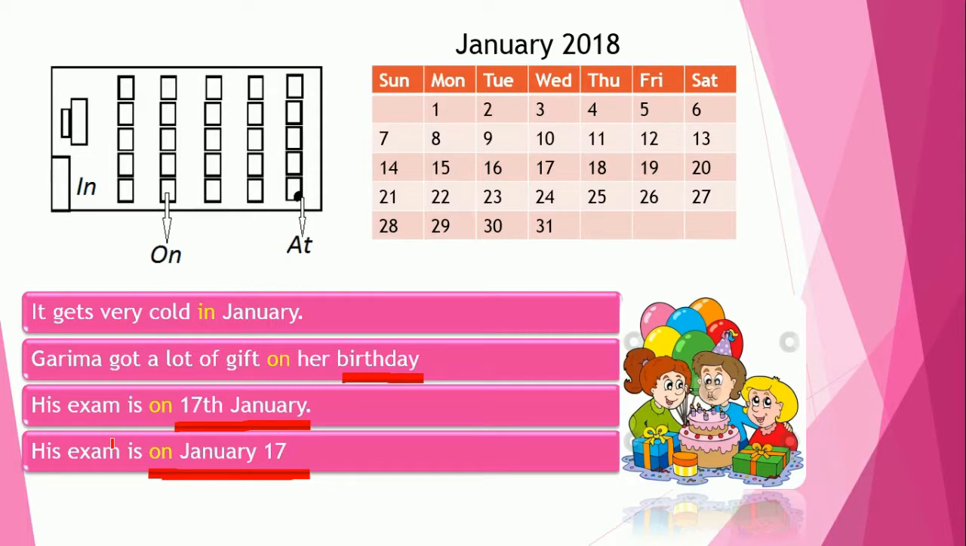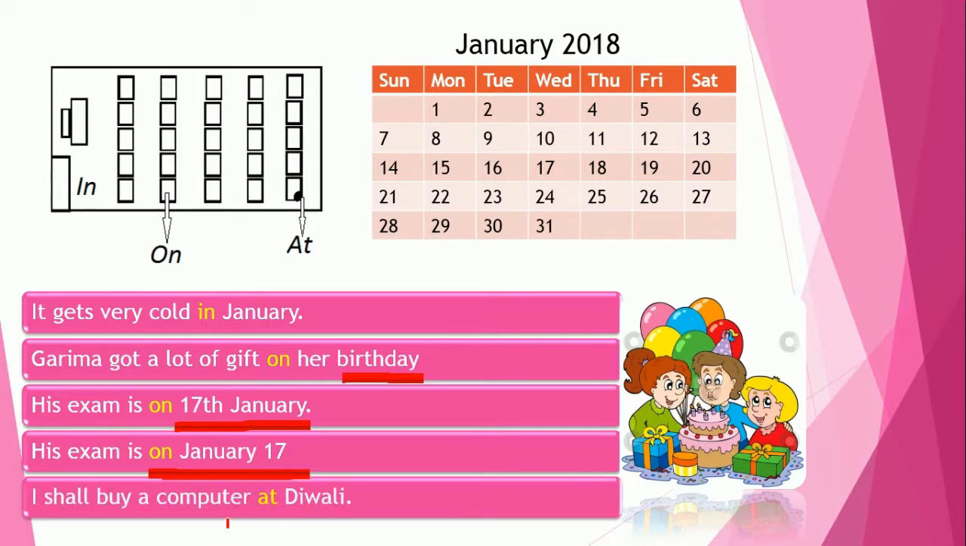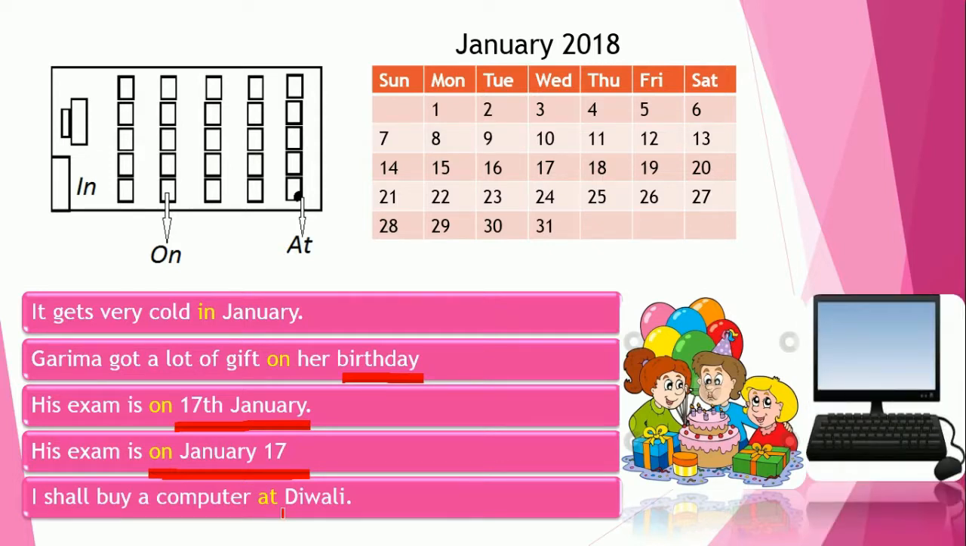But look at the example. I shall buy a computer at Diwali. Here at is placed before Diwali because Diwali is not considered a particular day. Here it's considered as a festival, but there is no problem if you place on before Diwali in spoken English. But in a competitive exam you must use the preposition on before Diwali, Christmas, etc., because it's considered as a festival.